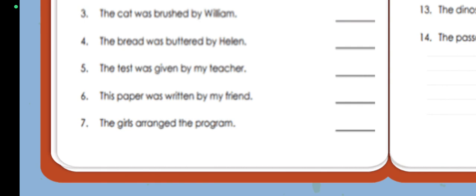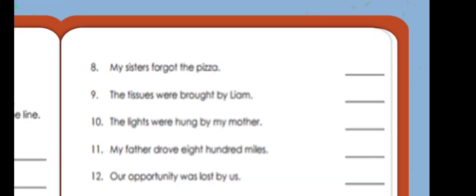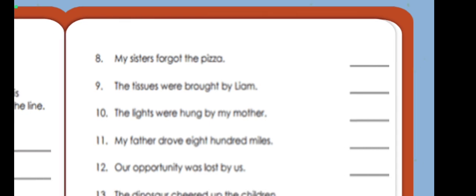The girls arranged the program. This is an active voice. It's great. Just be careful with the pronunciation of this one. This is written. Was written. That's great. Now, can you do number 8, please? My sisters forgot the pizza. Active voice. Awesome. Now let's pass to Leonardo.